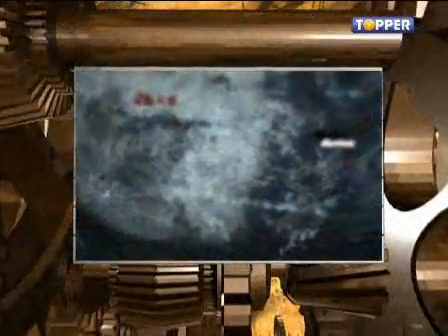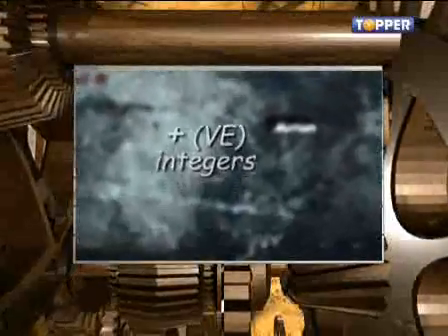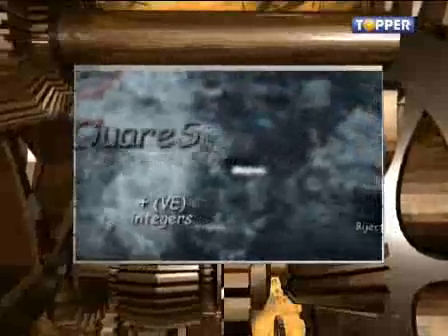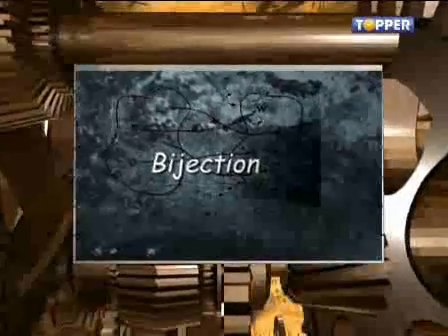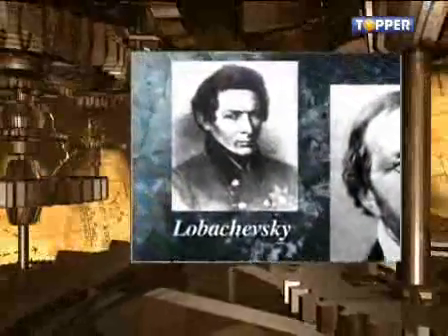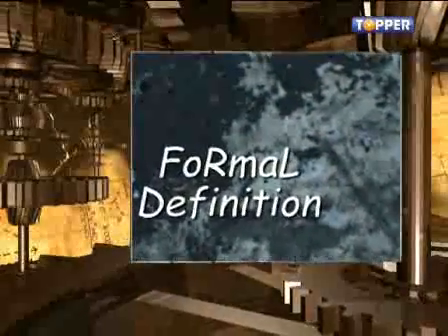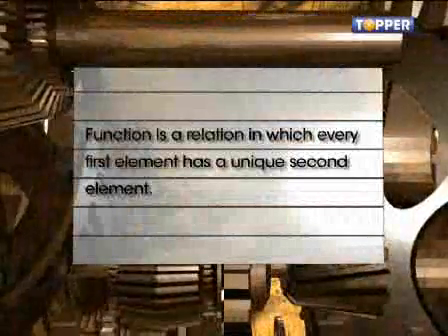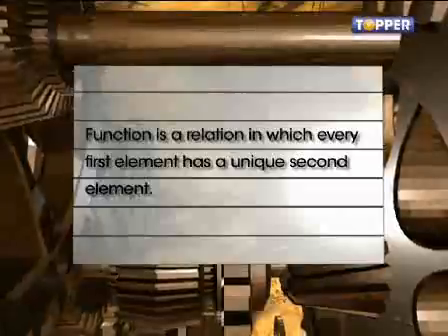Galileo produced a standard one-to-one correspondence between the positive integers and their squares, which in modern terms gives a bijection between n and a proper subset. However, mathematicians Dirichlet and Lobachevsky are traditionally credited with independently giving the modern formal definition of a function as a relation in which every first element has a unique second element.